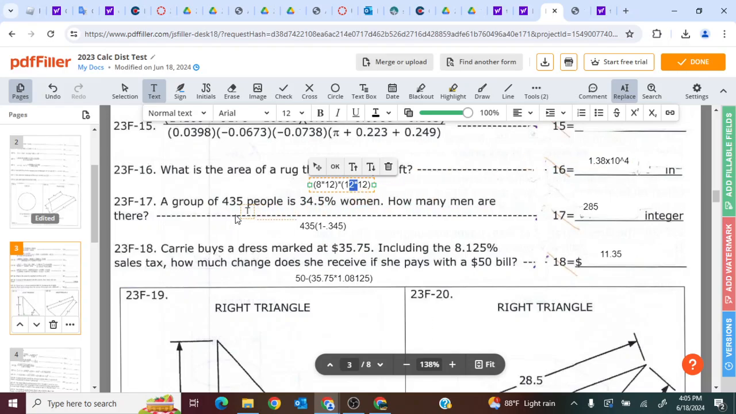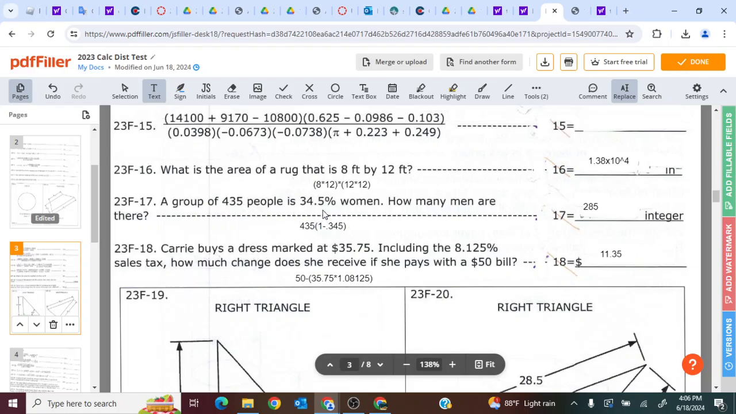A group of 435 people is 34.5% women. How many men are there? Well, the percentage of men and percentage of women must add up to 100%. So the percentage of men is equal to 100% minus 34.5%, as shown here. Convert it to proportions, and then that value is multiplied by the total 435 people, and you get a value that's pretty much right next to 285.